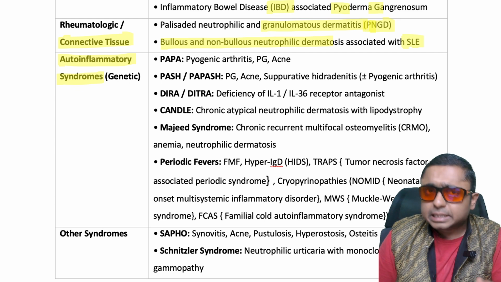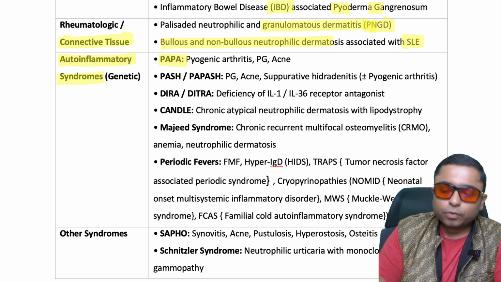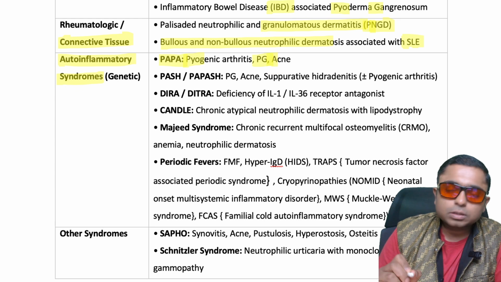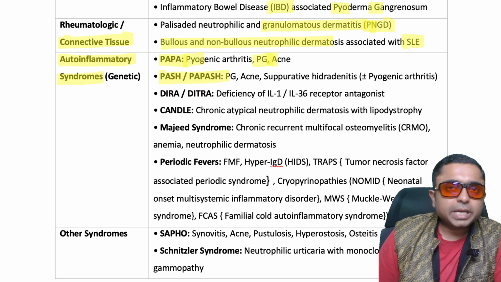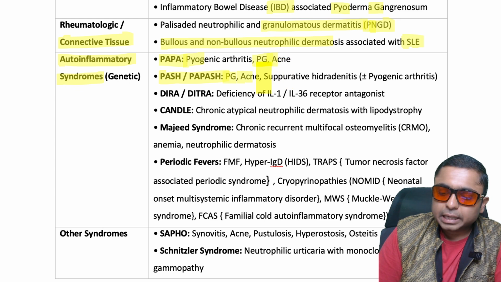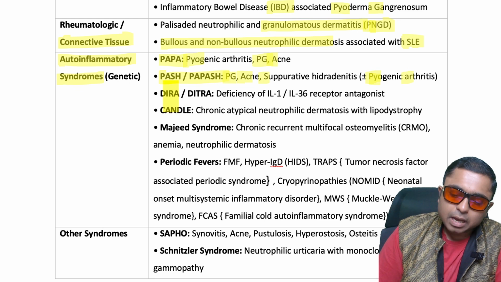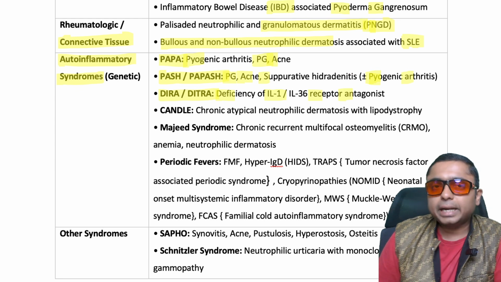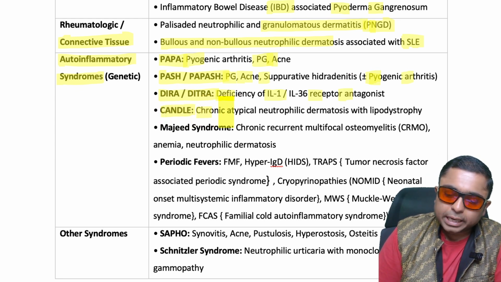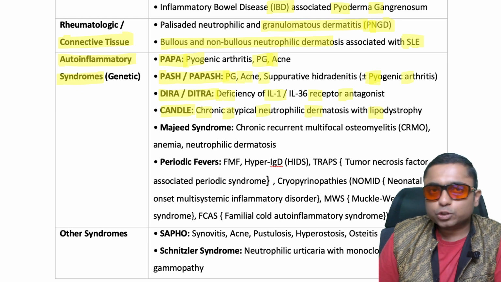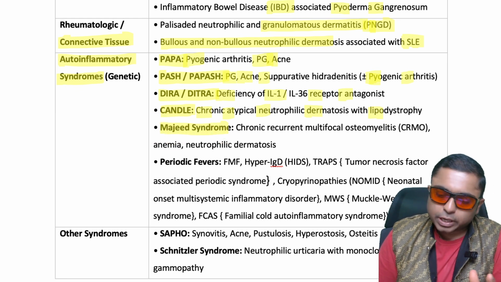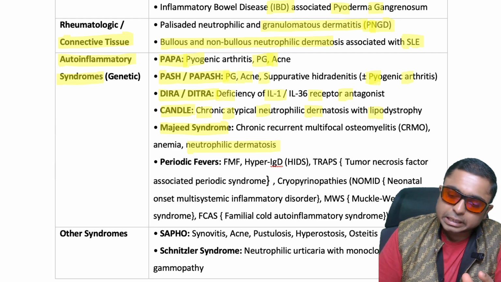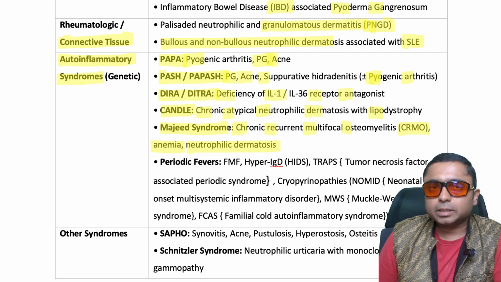And autoinflammatory syndromes, so there could be PAPA, the full form being pyogenic arthritis, pyoderma gangrenosum, and acne. PASH or PAPASH, which is pyoderma gangrenosum, acne, hidradenitis suppurativa, along with that there could also be pyogenic arthritis. DIRA, which is deficiency of interleukin 1 receptor antagonist, right? And CANDLE, chronic atypical neutrophilic dermatosis with lipodystrophy. Majeed syndrome, so there could be associated neutrophilic dermatosis, and along with that there is also a possibility of CRMO, chronic recurrent multifocal osteomyelitis, and anemia in the patients.